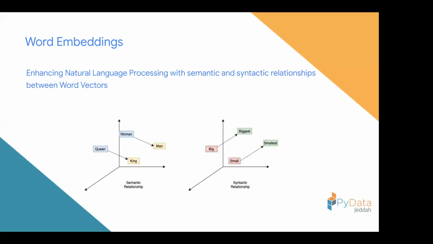Word embedding. What is this? This is also a method for enhancing natural language processing, which depends on the semantic and syntax relation between word vectors. So in this picture, we have a relation between queen and king, and woman and man. And how can we recognize this relation when we present the word as a vector? When the vectors are very close to each other, we infer there is a relation between them.